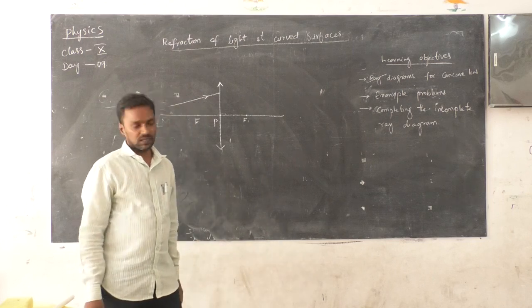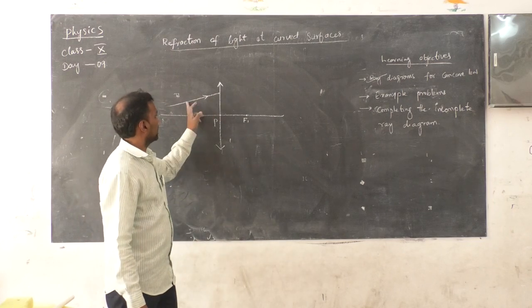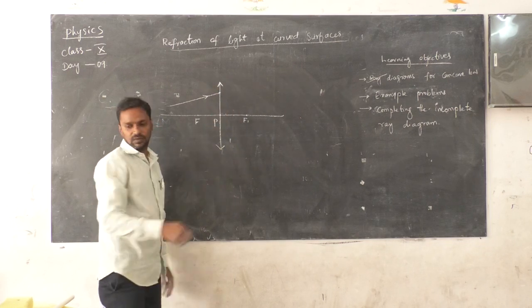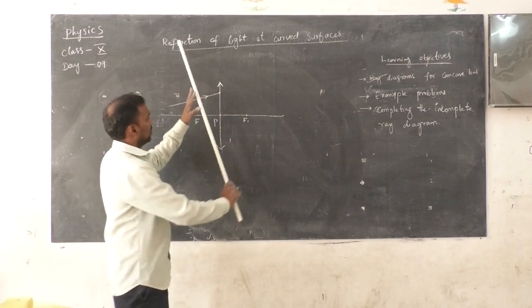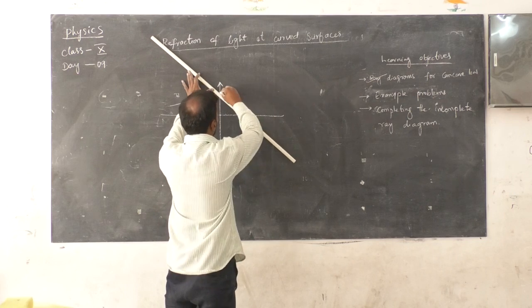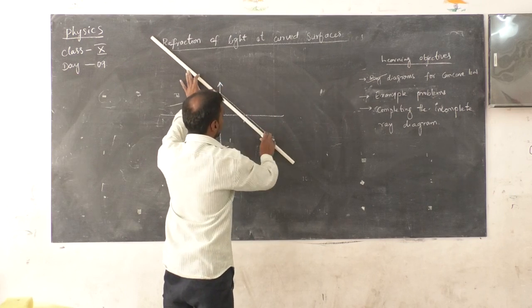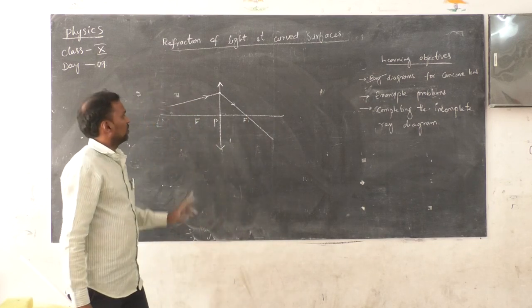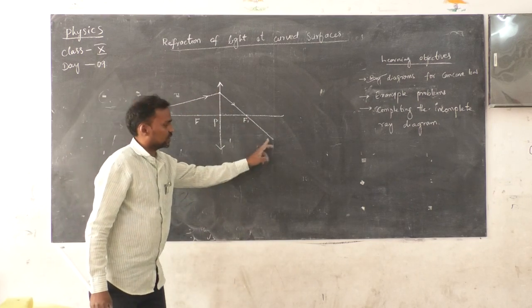For the first one, you know, when the light ray hits here, it will bend. You know that it will bend towards the focus. That is, from here it will pass through the focus. That is the first one, passing through the focus, and we extend this up to here.